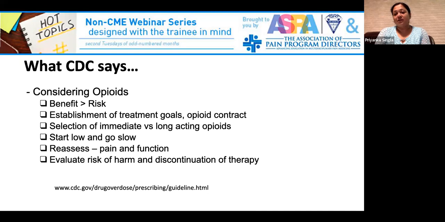A VAS score is not a reliable indicator, in their opinion, of how the patient is doing. However, they do emphasize function, such as if the patient says, if I take oxycodone, I'm able to function better, in terms of I can drop my grandson to school or something of that sort. That is more important than just a pain number or I feel good and this is the best thing that could have happened to me. They also say that you should evaluate the risk of harm and discontinue the therapy when the physician thinks it's not appropriate to continue.